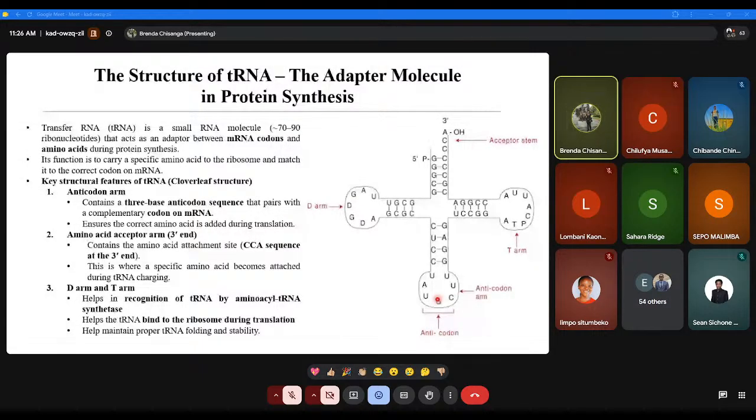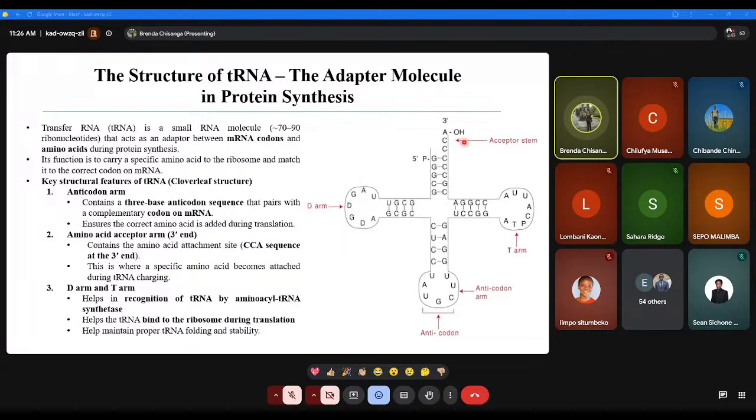Generally speaking, the tRNA is said to have a clover leaf structure. What you're seeing in the slide is referred to as a clover leaf structure. Like any other RNA molecule, it also has an orientation. You can see on one end it has a 5' end, and on the other end it has a 3' end. This is very important, and we know why.